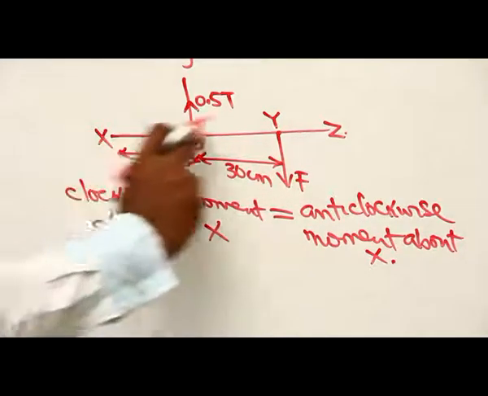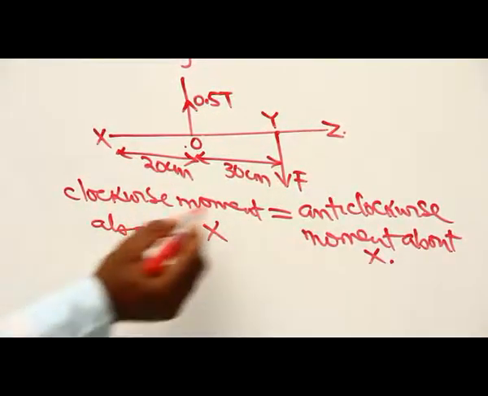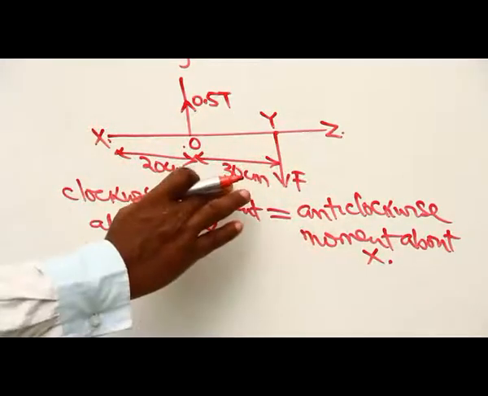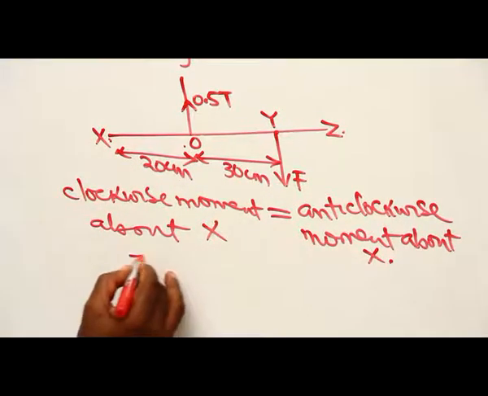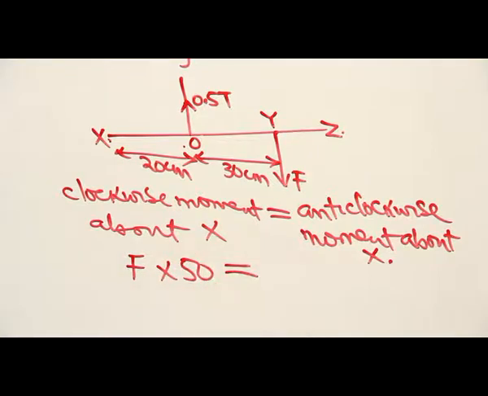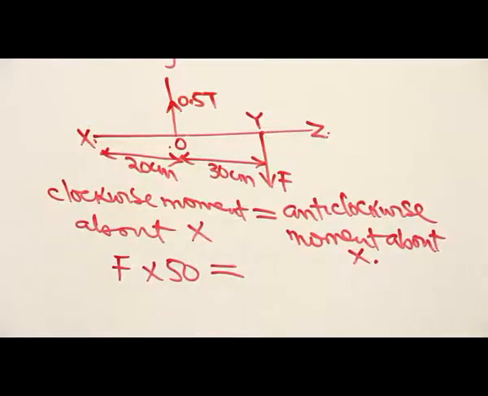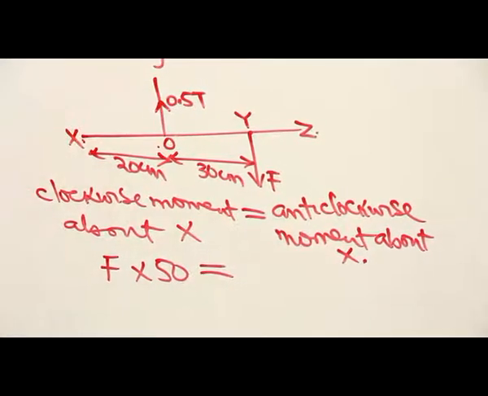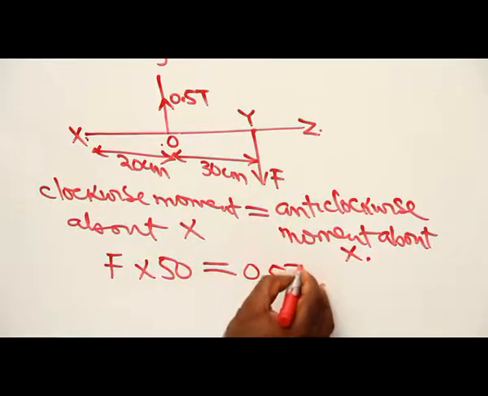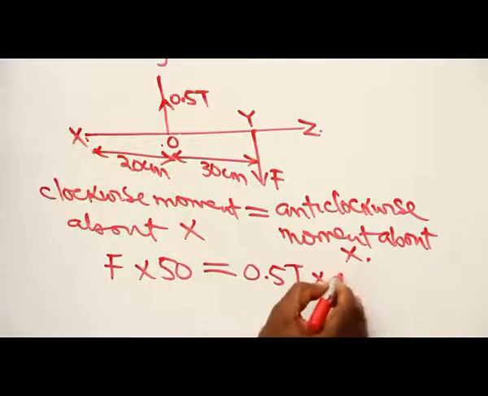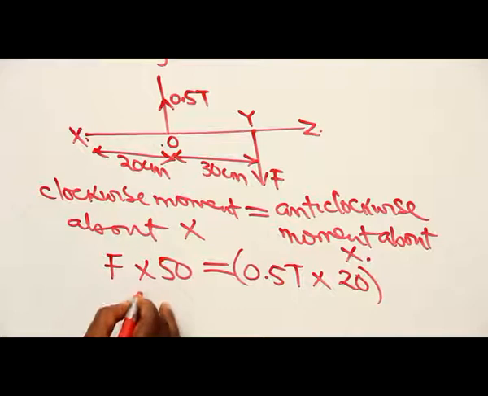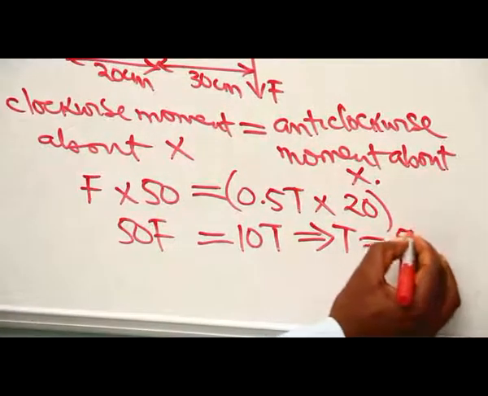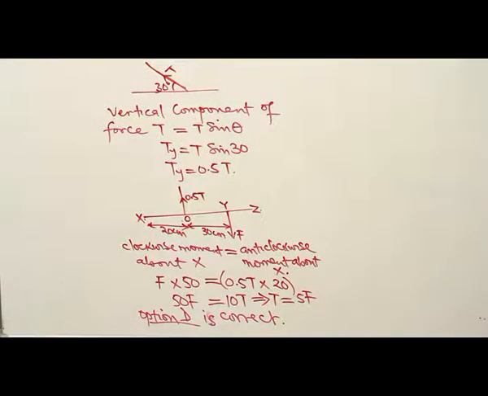about that same point X according to the principles of moment. Force F will turn the beam XZ clockwise. So the moment of F about X is F times this distance, which is 30 cm plus 20 cm, 50. So we have this moment as F times 50. Then the second force, the 0.5 T that pulls it up vertically, is turning it anti-clockwise about X. So the value is the force, which is 0.5 T, times the distance from that point to the turning point, which is 20 centimeters. So we have 50F is equal to 10T, which means T is equal to 5F. Therefore, option D is correct.